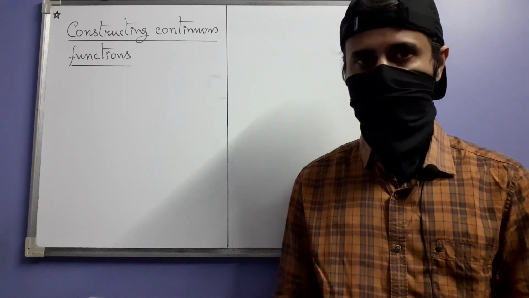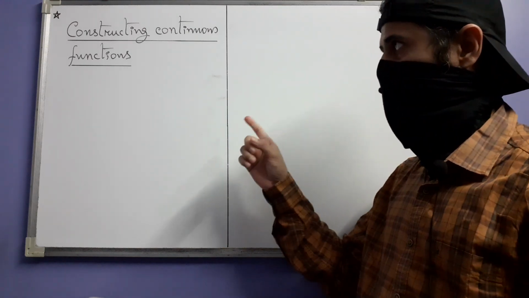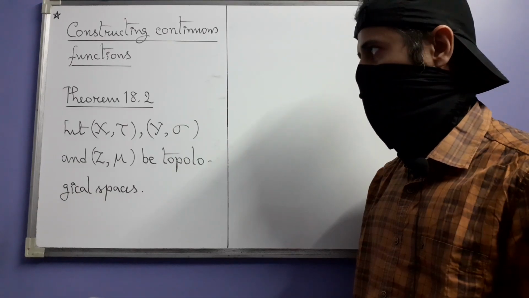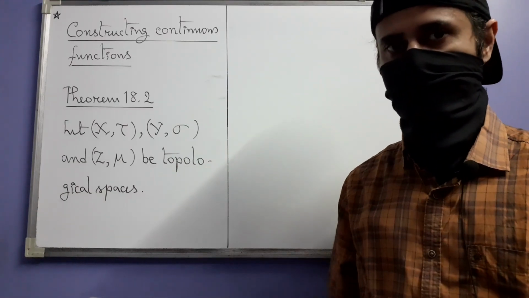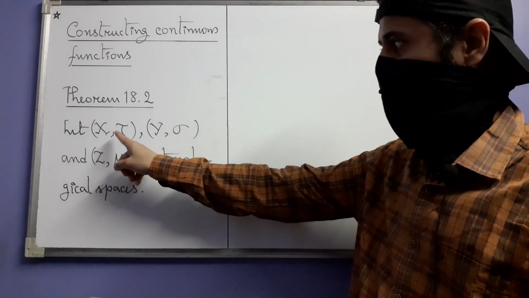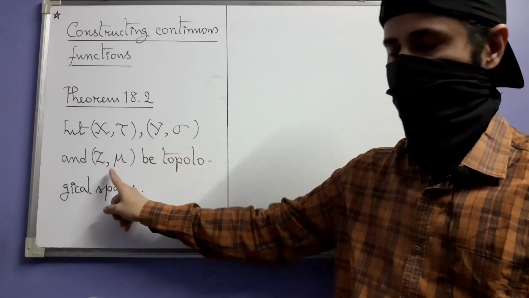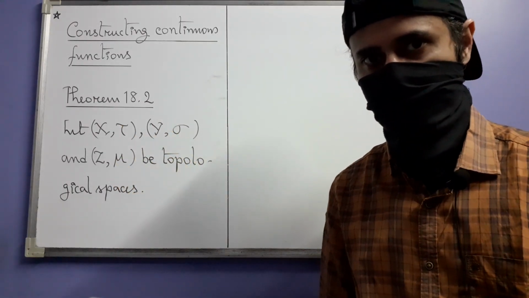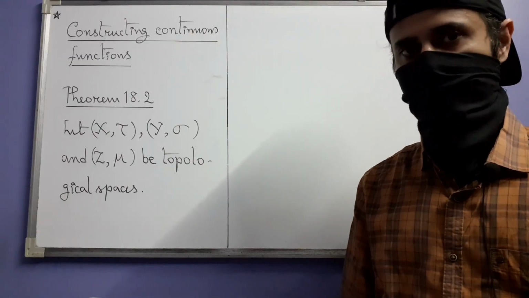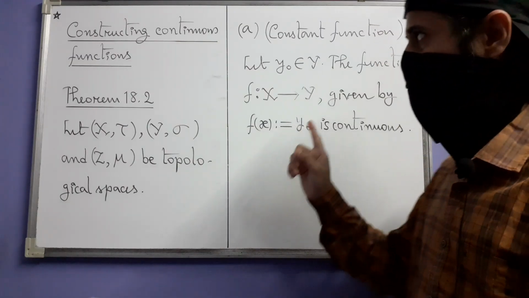Today we are going to see some ways of constructing continuous functions. And for that we have theorem 18.2. Let (X, τ), (Y, σ) and (Z, μ) be topological spaces. This theorem has several parts and this is part A.